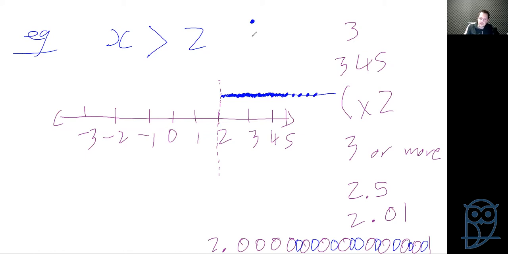So what I do to say that I'm excluding 2, but including everything around 2, is I use an open dot. So I use an open dot on 2, and then a solid line to say that I'm including everything, and then an arrow on the end to say that this line of including everything is continuing.